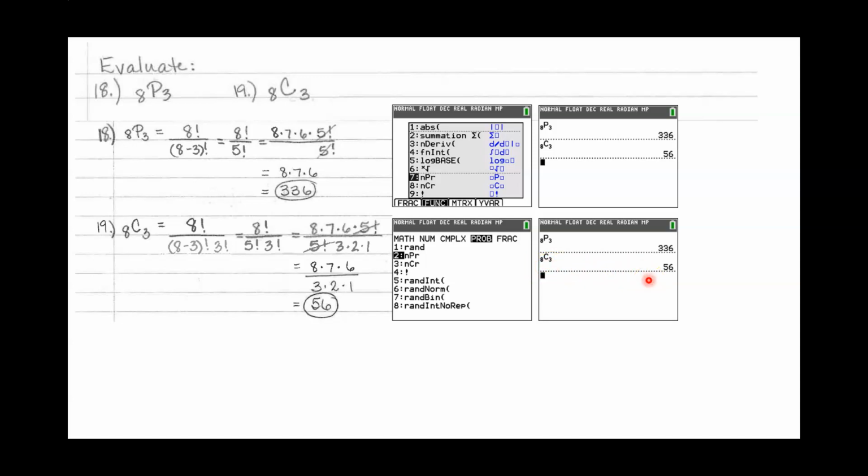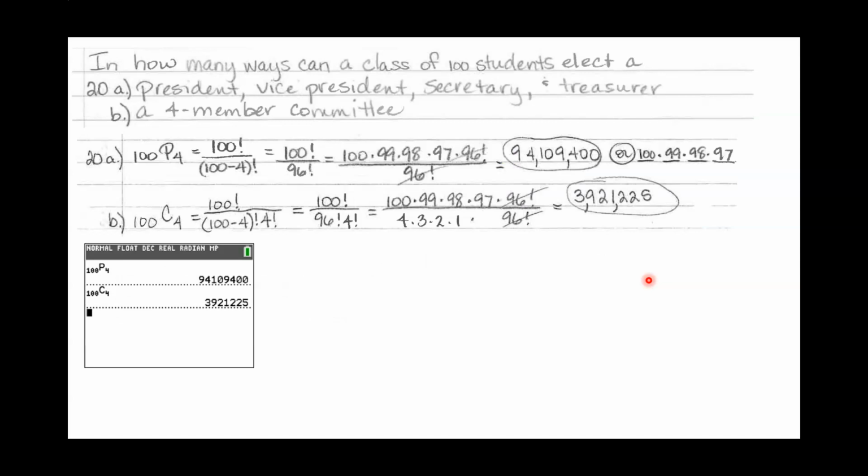All right, so for number 20, it says, in how many ways can a class of 100 students elect a president, vice president, secretary, and treasurer? And then separately, as a separate question, how can they select a 4-member committee? Okay, so we need to think about, does order matter or not? Well, if we're picking different officers, then yes, it matters if you're first or fourth, because it's the difference between being the president or the treasurer. So order would matter. That would be a permutation. We have 100 people to choose from, and we're choosing 4.